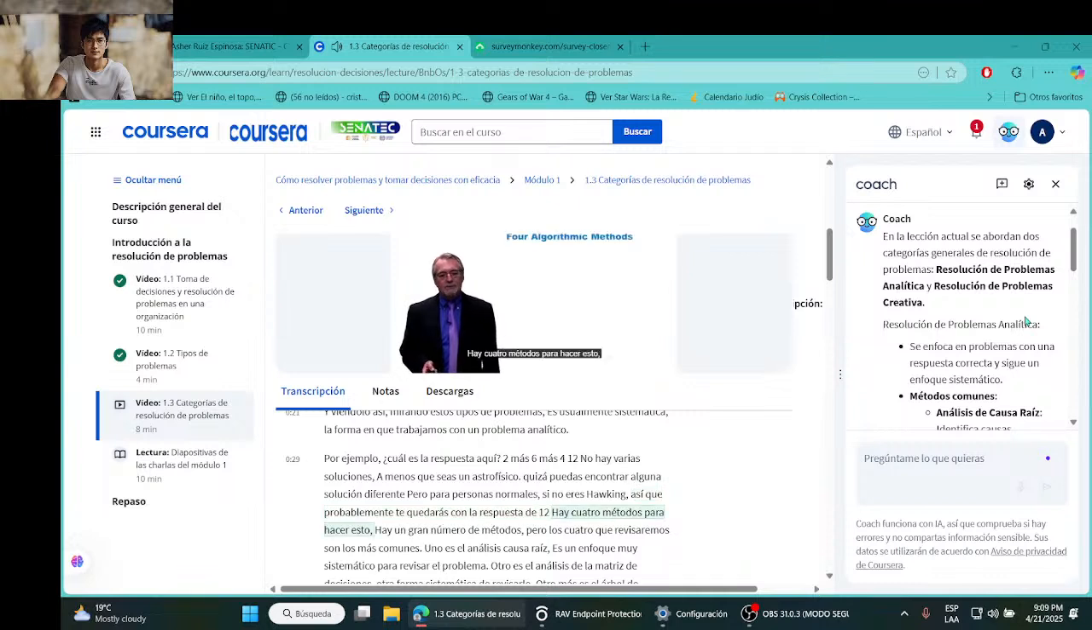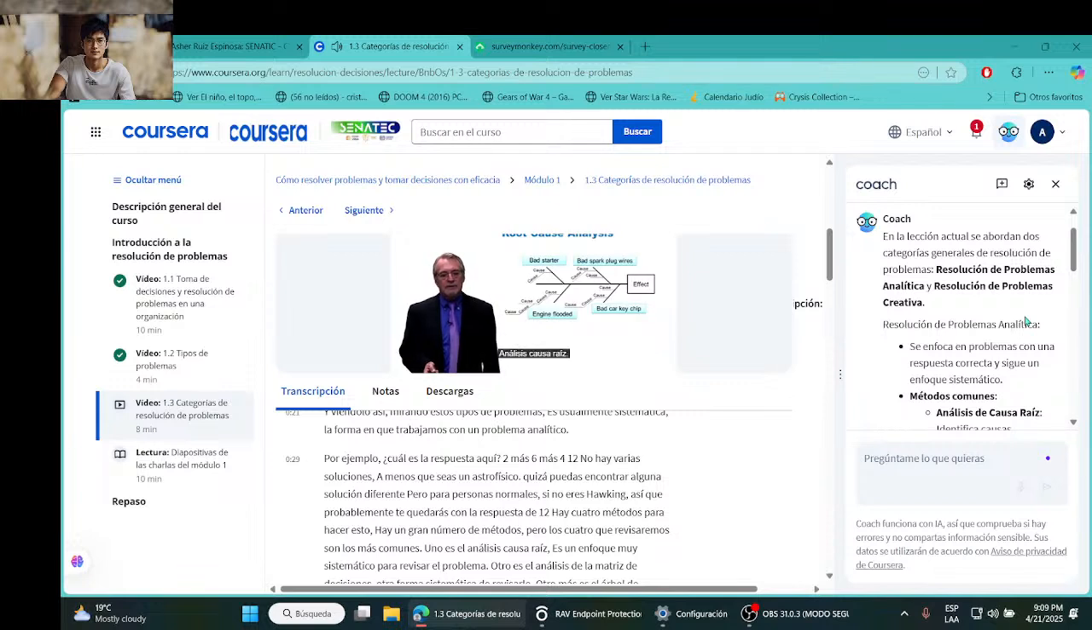There are a number of methods for doing this, but 4 we'll take a look at that are common ones. One is root cause analysis, a very systematic approach to looking at a problem. One is matrix decision analysis, another systematic way of looking at this. Another one is a decision tree, another very systematic way of looking at things. And one is a precedence chart, which things come first, second, third, another very systematic way to look at things.